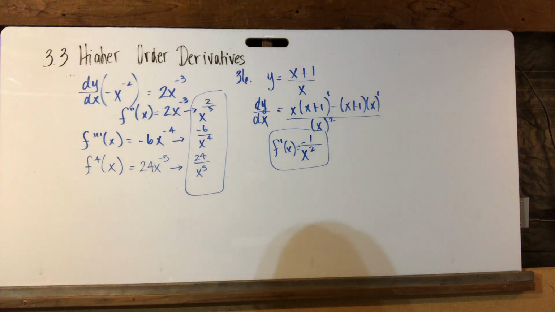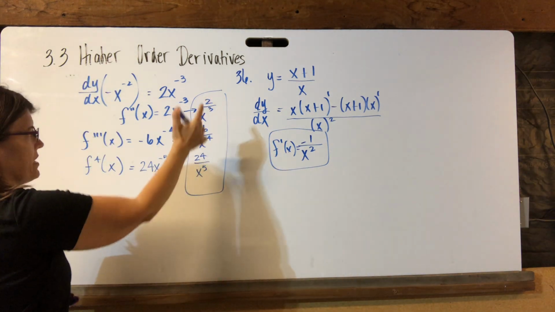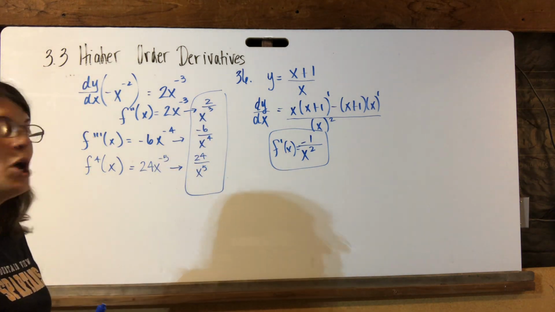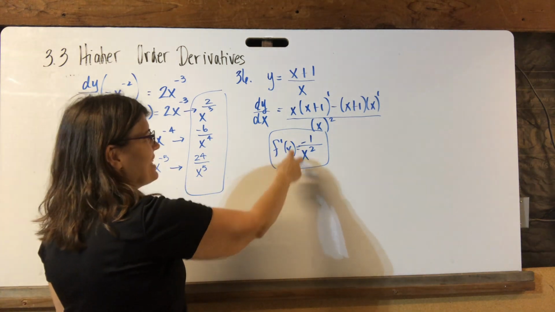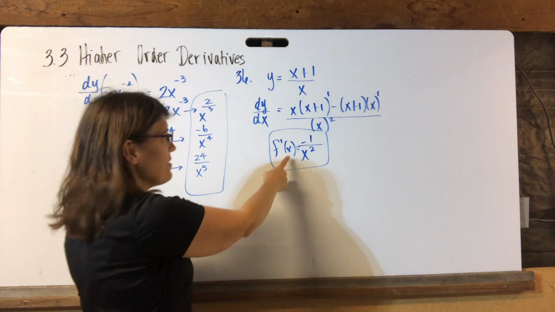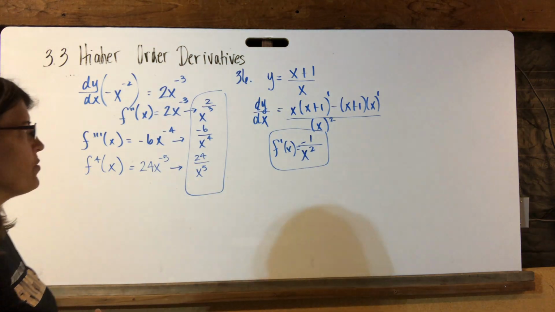And that is your first derivative, second derivative, third derivative, fourth derivative. So the problem is, if you make a mistake with the first derivative, then all your remaining derivatives are incorrect. So be careful with that.